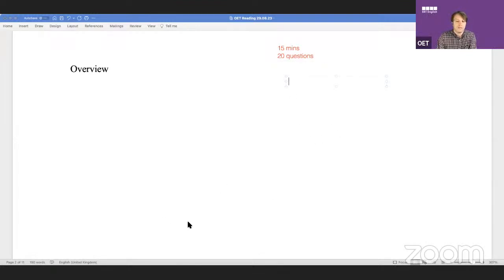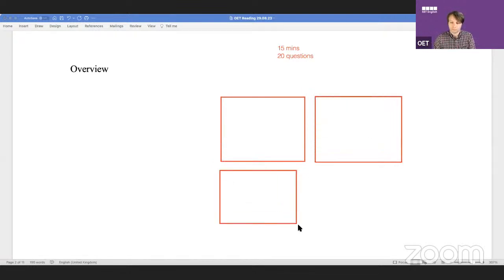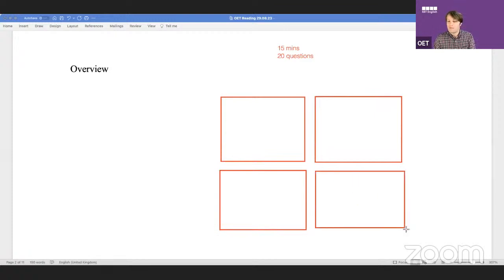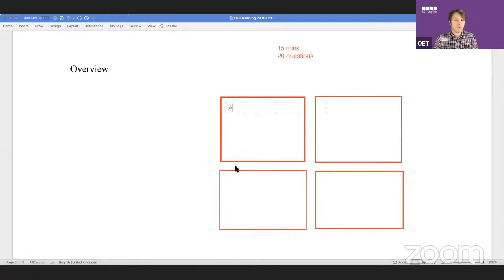Okay, so let's represent these 4 texts here. Text 1, text 2, and then we can have text 3, text 4. And usually we have, what do they call each text? A, B, C, D. They usually just name them A, B, C, D. And that's important, isn't it? Because you have to write down A, B, C, D at the start, okay? And there's 20 questions. Okay, so I want to give you an overview, guys, of the basic OET reading technique.